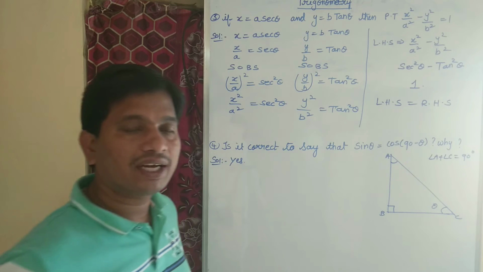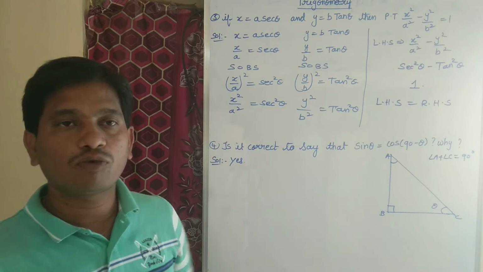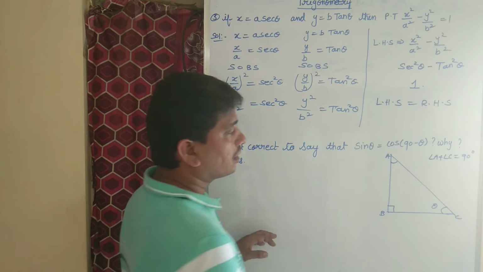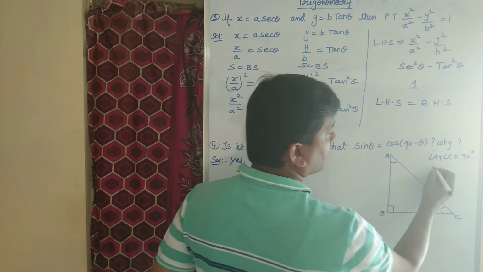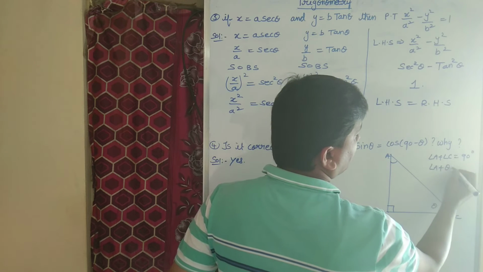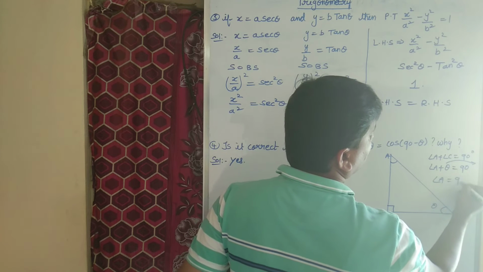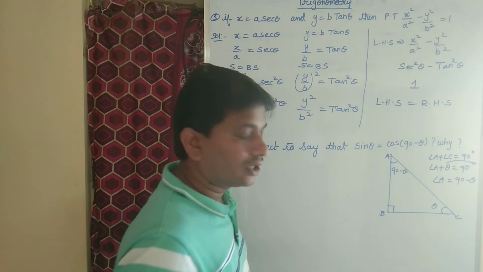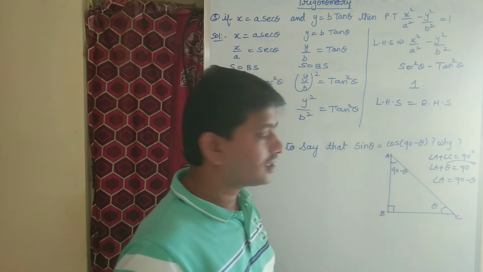90. Because the angle sum property of a triangle is, in a triangle the sum of the three angles must be equal to 180 degrees. So 90 plus 90, 180. If you add these two acute angles, it must be 90. Already we consider angle C as theta. Angle A plus theta equals 90. Transpose theta, angle A equals what? 90 minus theta. See, in triangle ABC, if angle C is theta, then angle A is 90 minus theta.